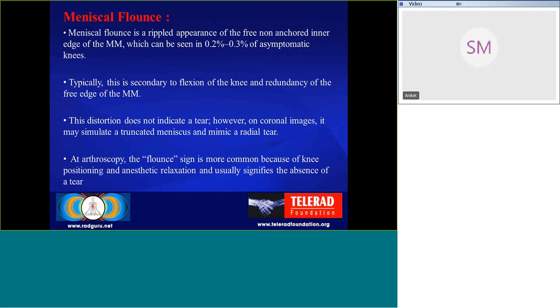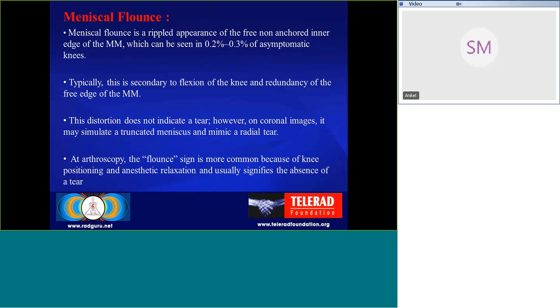Come to the meniscal flounce. The meniscal flounce is a rippled appearance of the free non-anchored inner edge of the medial meniscus, which can be seen in up to 0.2 to 0.3% of asymptomatic knees. Typically, this is secondary to flexion of the knee and redundancy of the free edge of the medial meniscus. The distortion of the body of the meniscus does not indicate a tear, but on the coronal images, it may simulate a truncated meniscus and mimic a radial tear.